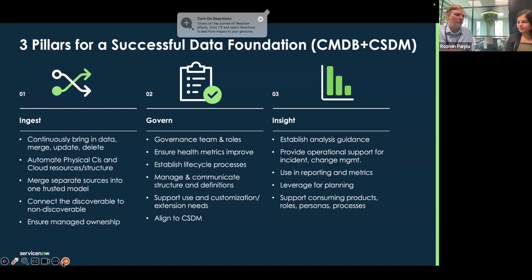Right. Incident management can't do a great job until you have the CI data and all the other context around the CSDM model. Right. So what you're suggesting here is ingest the data. That's right. Make sure you have governance in place. That's right. And then in the end, make sure that you use it for insights later on.